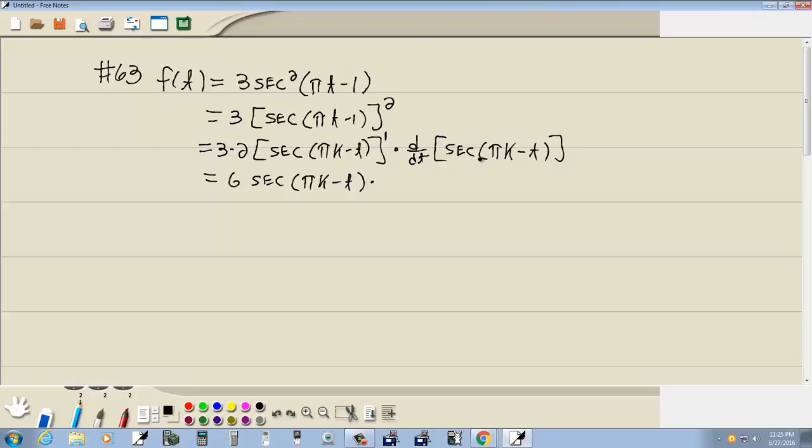times, now the derivative of secant is secant tangent, but this is a chain rule again, so we get secant pi t minus 1 tangent pi t minus 1 times the derivative of what's inside the parentheses.